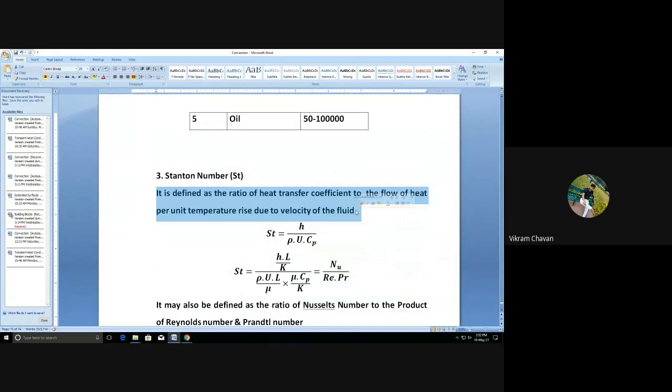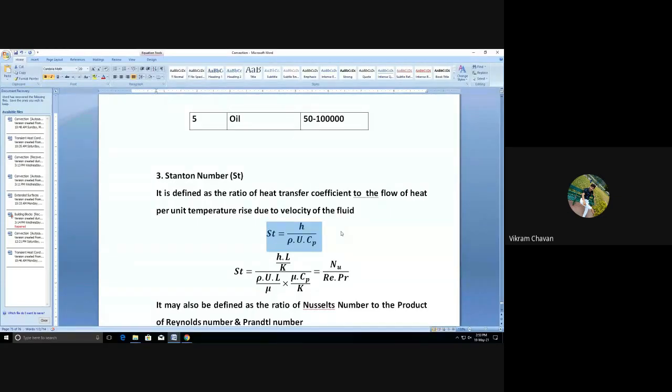Ratio of heat transfer coefficient, that is nothing but h, and the flow of heat, how much heat is flowing per unit temperature rise due to the velocity of the fluid. So that is nothing but Stanton number. The Stanton number formula can be written as h divided by rho multiplied by U multiplied by Cp. You can take U, capital U or capital V.